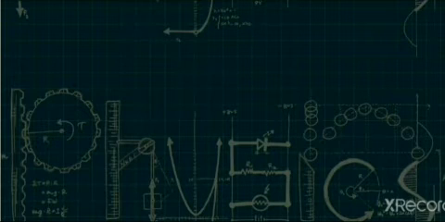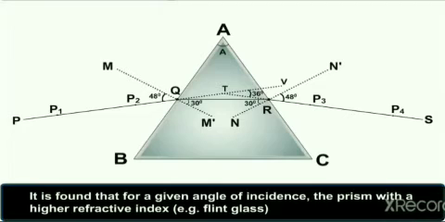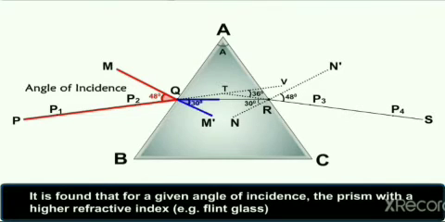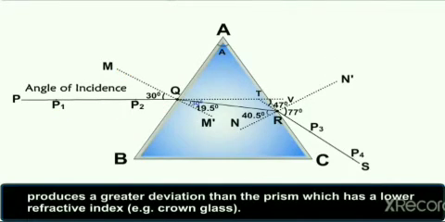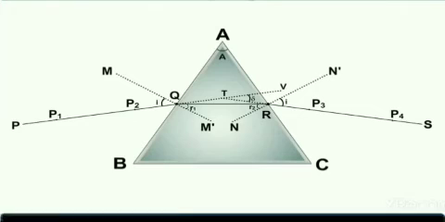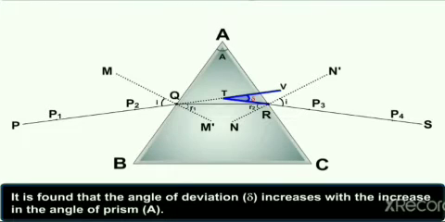Dependence of angle of deviation on the material of prism or refractive index. It is found that for a given angle of incidence, the prism with a higher refractive index, for example flint glass, produces a greater deviation than the prism which has a lower refractive index, for example crown glass. Dependence of angle of deviation on the angle of prism. It is found that the angle of deviation, delta, increases with the increase in the angle of prism, A.